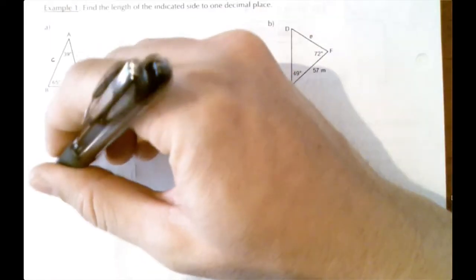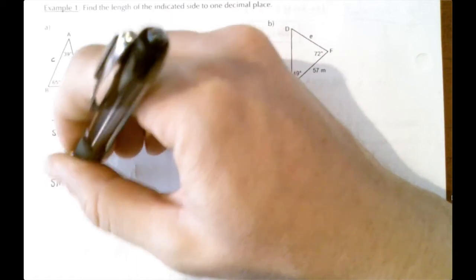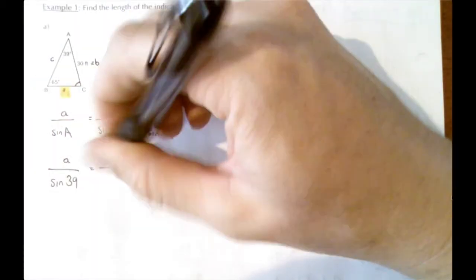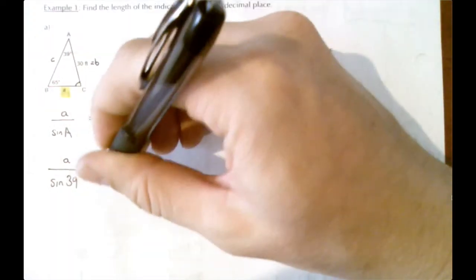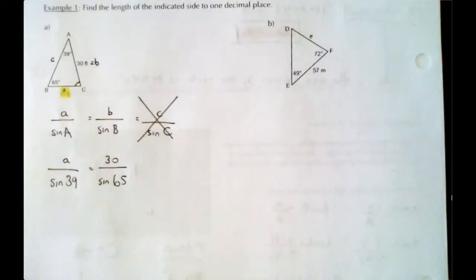Now we can fill in what we know. We don't know side A, so we'll leave it alone. Angle A is 39, so we got sine 39. Side B is 30, and angle B is 65, so we got sine 65. And now we have an equation that only has one unknown. We can just solve the equation.